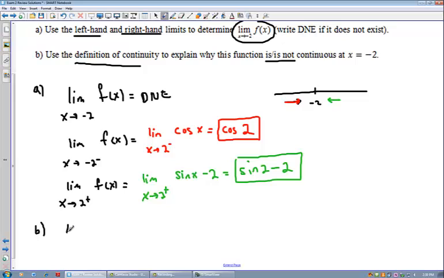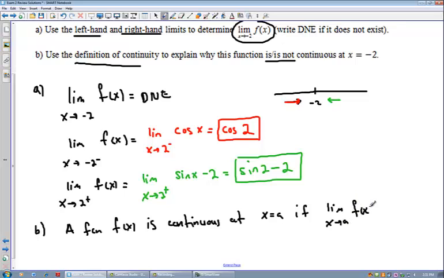So remember, a function f of x is continuous at some point x equal a if the limit as x approaches a of the function, which is sort of like your best guess by looking at values around a, is equal to the actual value, f of a. And so that's really the definition of continuity at a point.